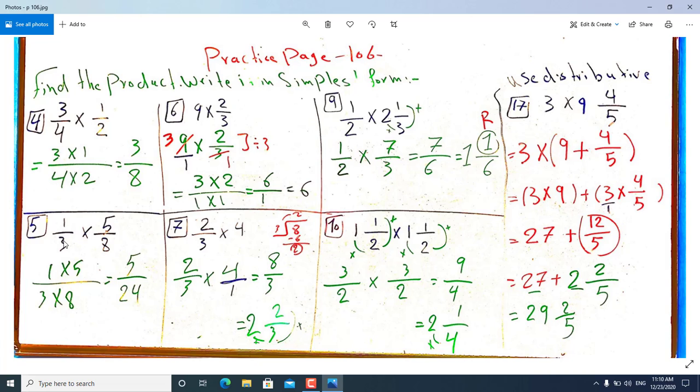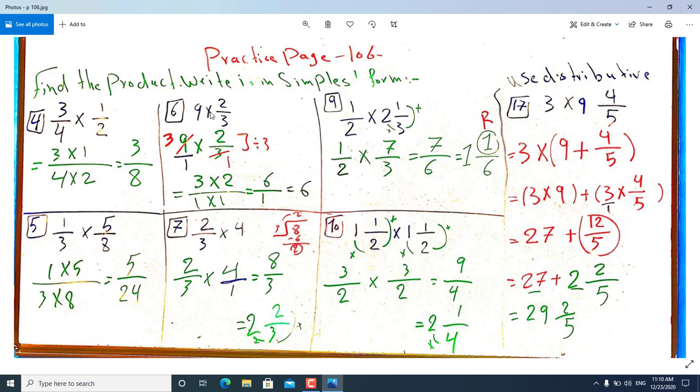From number 5, we have 1 over 3 times 5 over 8. Also, we don't have a common factor between them, else 1, so we don't divide, we just multiply numerator with numerator, denominator with denominator. 1 times 5 is 5, 3 times 8 is 24.